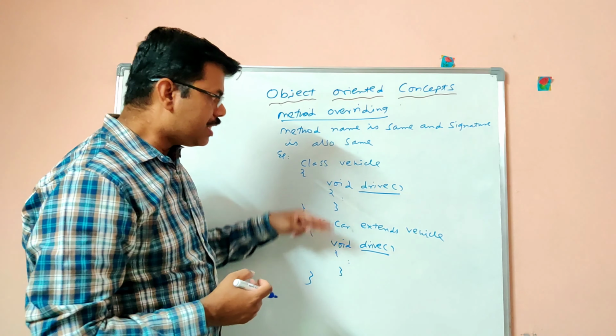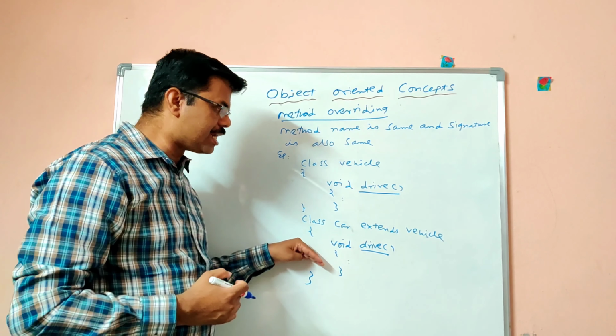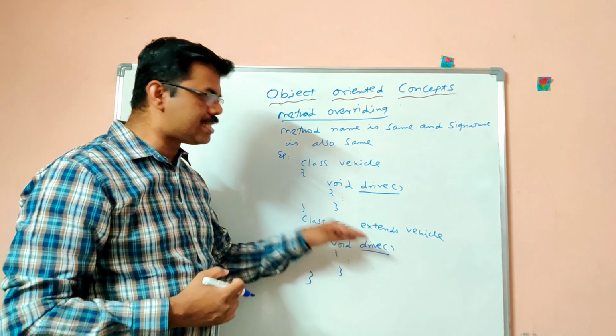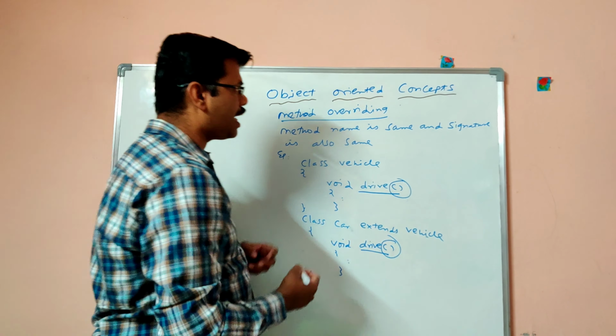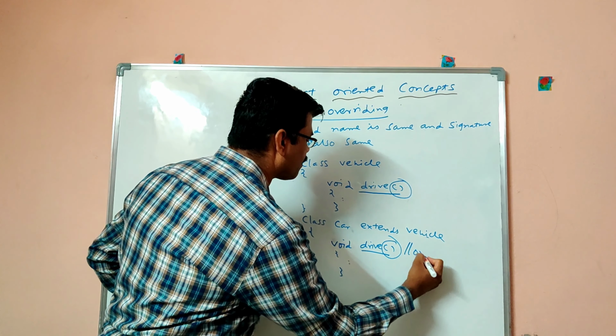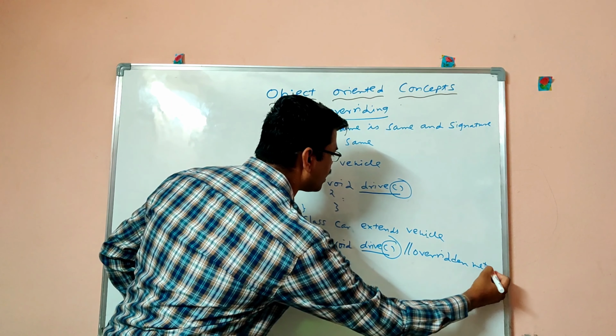So for car there are two drive methods. One is present in the vehicle class and one more is present in its own class, but the signature is same, the number of arguments you pass are same. Then we call this an overridden method.